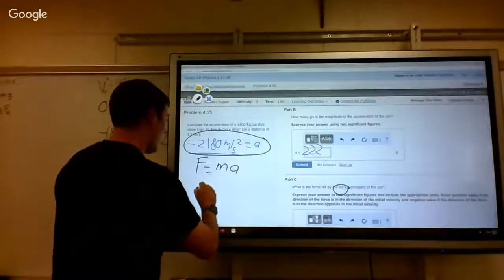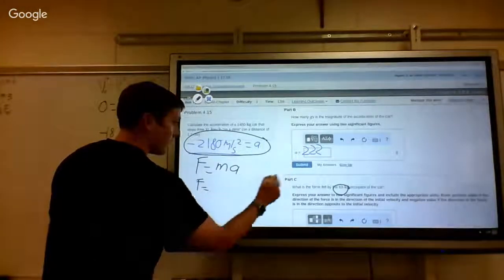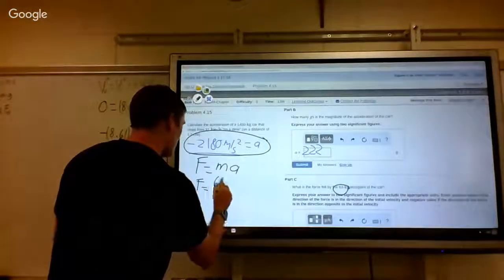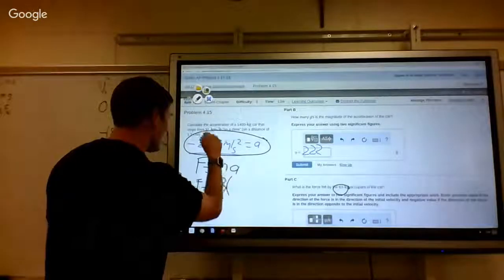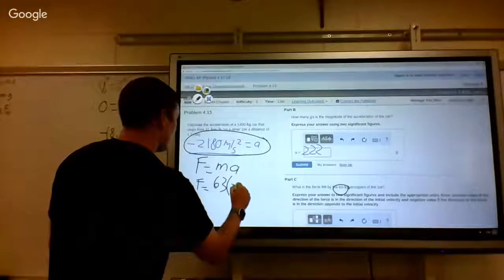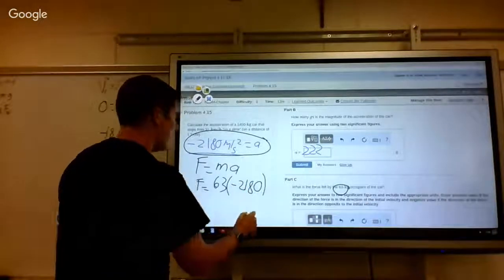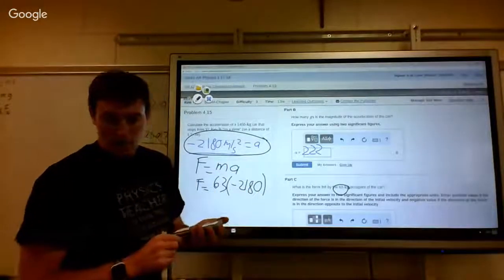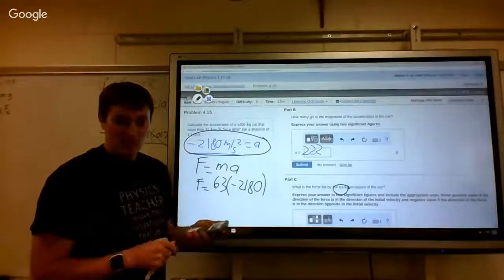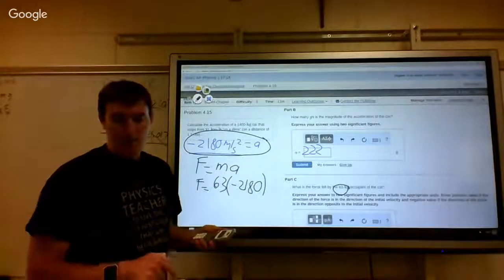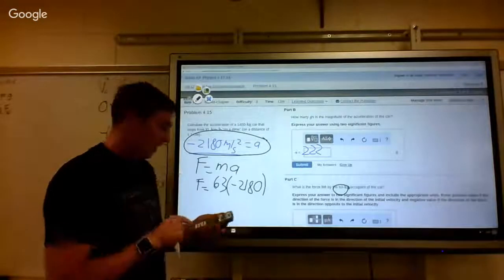All right. So F equals m a, for me is going to be 63, 63. And then my acceleration is everything I had up there, so negative 2180. And all that multiplied together is going to be your giant force. It's going to be a nice, good sized number. On here it says 10 to the 5, so it's got some good numbers on there.